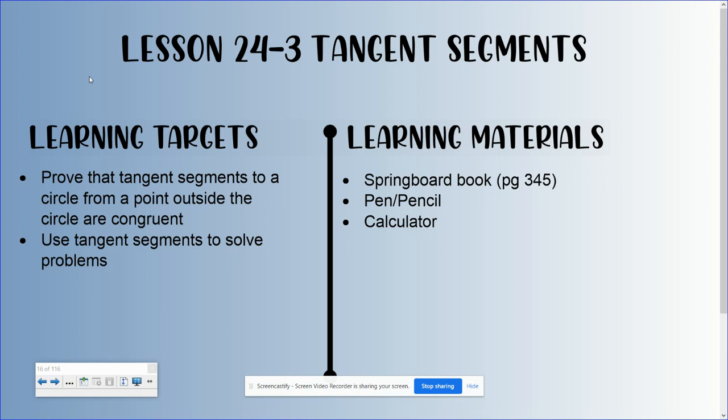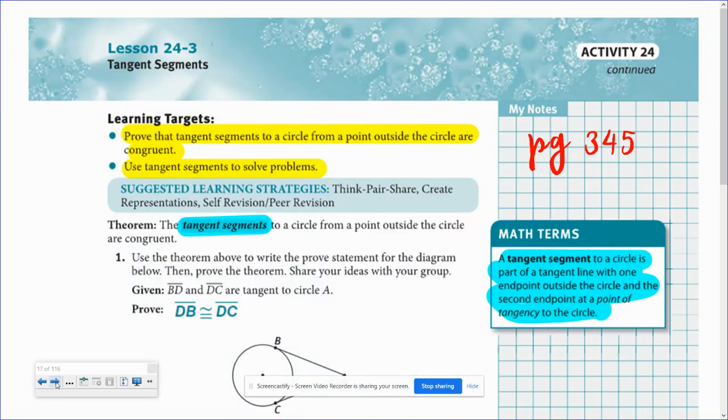Hi everybody, today we are going to finish activity 24 with talking about lesson 24-3, which is tangent segments. So make sure you have your Springboard book open up to page 345, something to write with, and you might want a calculator. So today we're going to be talking about tangent segments and using those to solve problems.